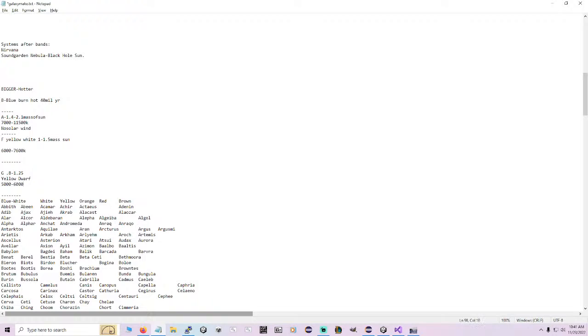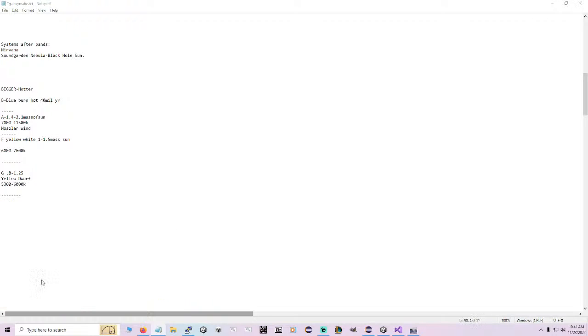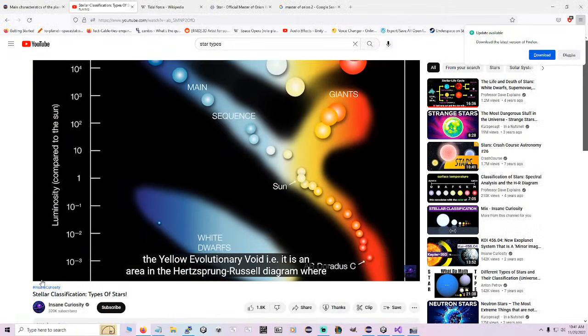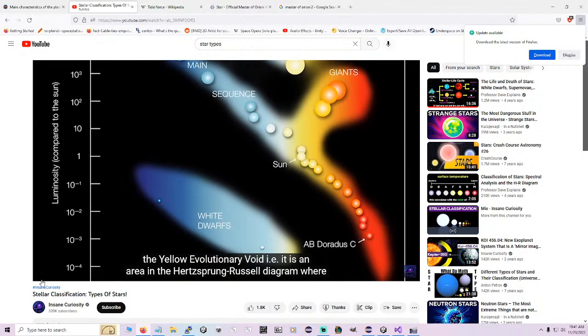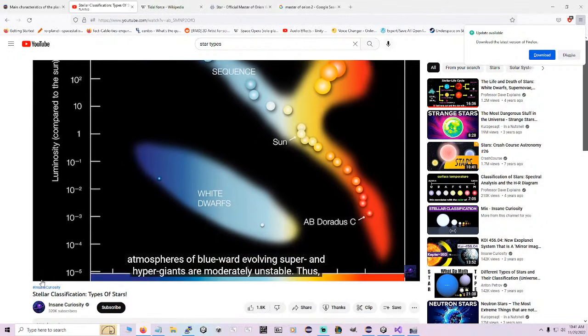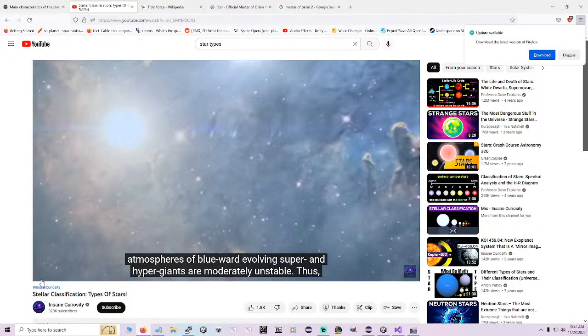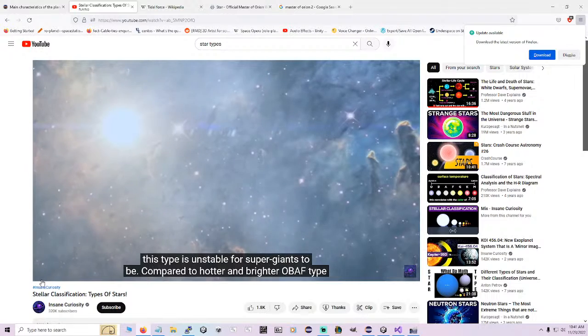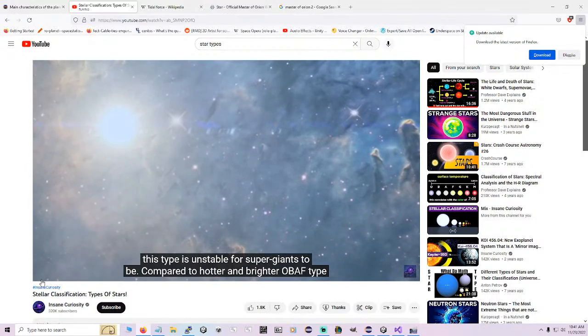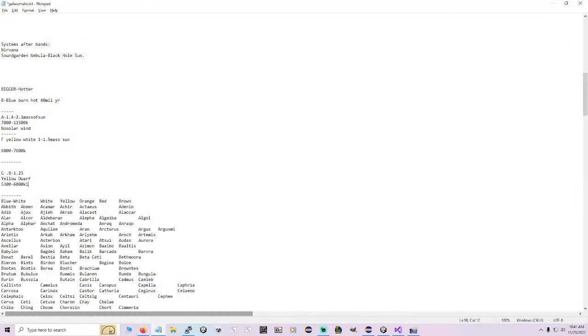Thus, G contains the yellow evolutionary void, i.e. it is an area in the Hertzsprung-Russell diagram where atmospheres of blueward evolving super and hypergiants are moderately unstable. Thus, this type is unstable for supergiants to be, compared to hotter and brighter OBAF-type stars. G-type stars radiate more light towards the infrared end of the spectrum. The most famous G-type, G2-type star is the Sun.